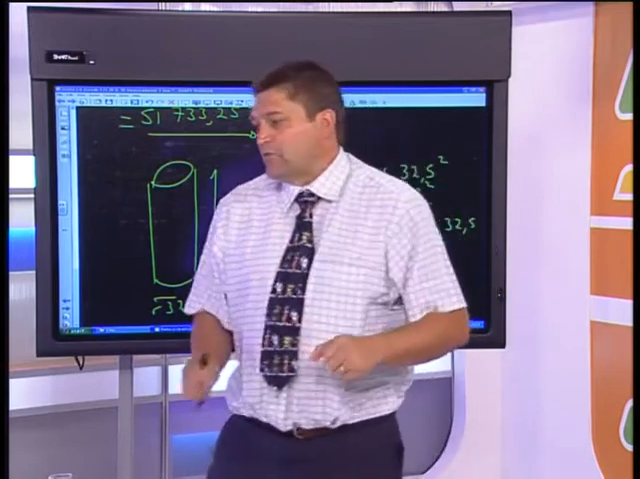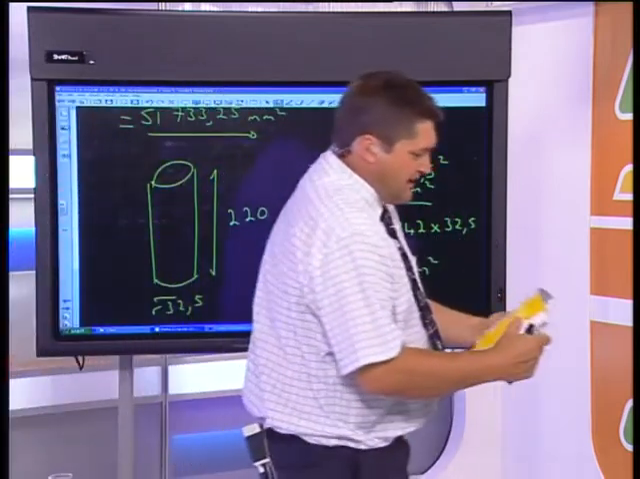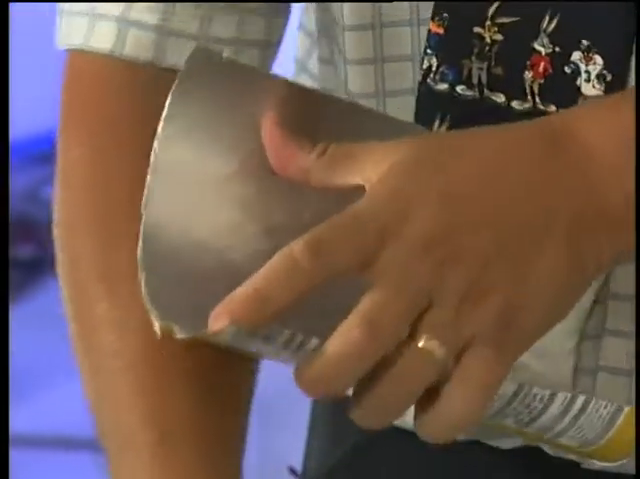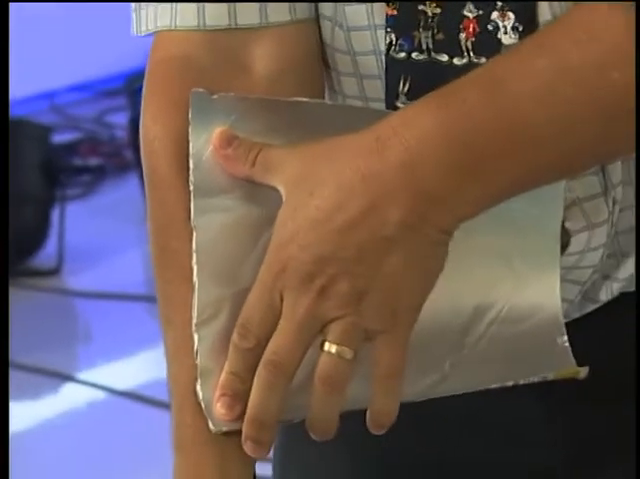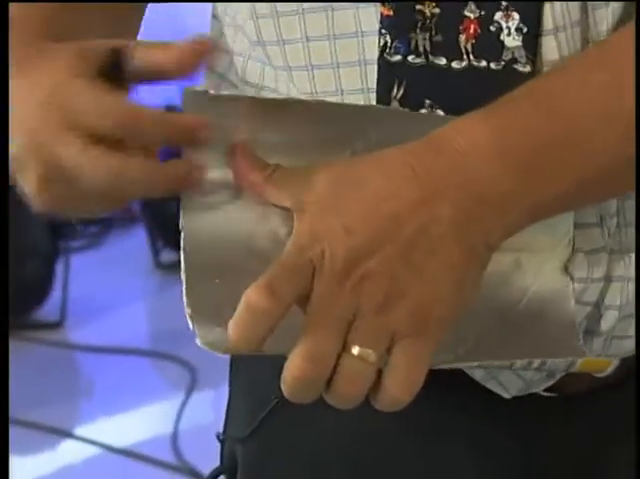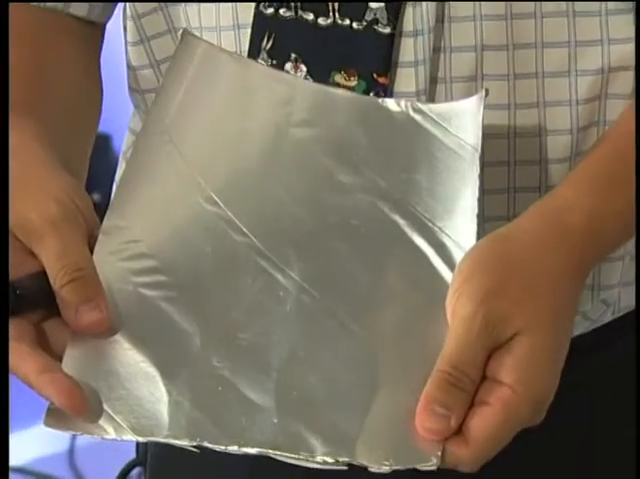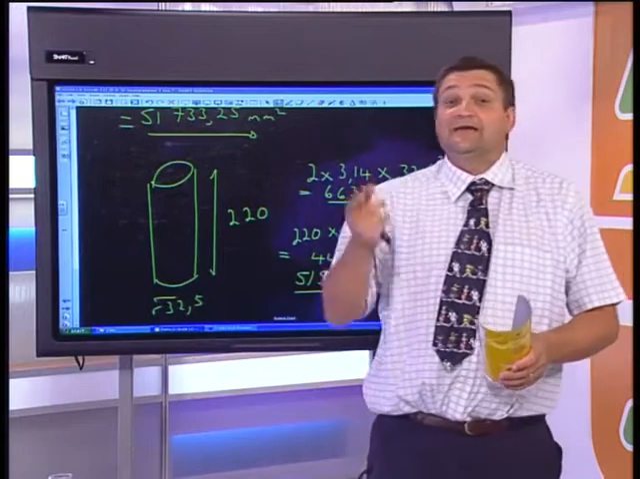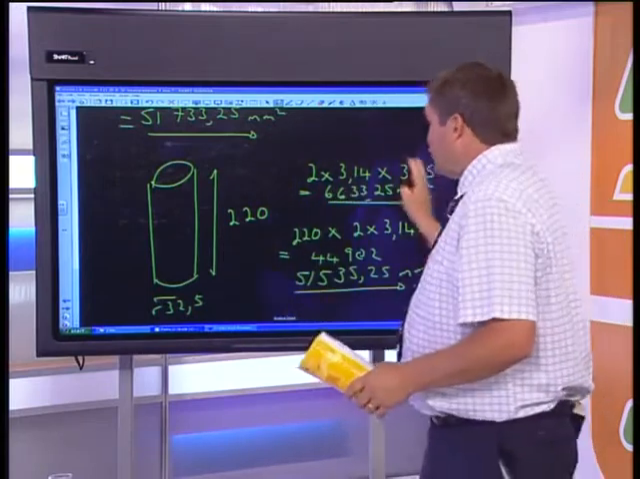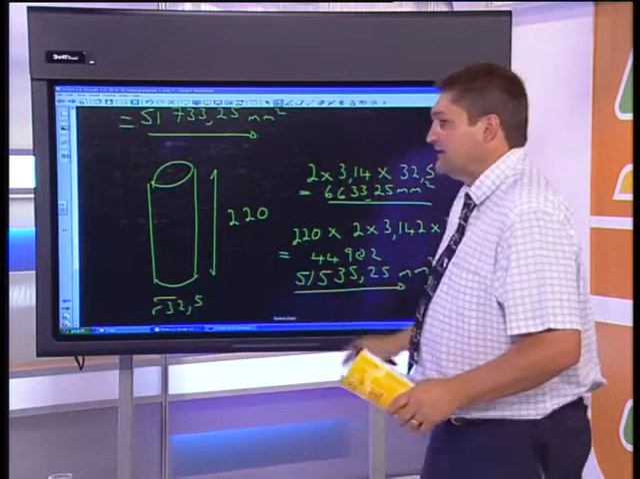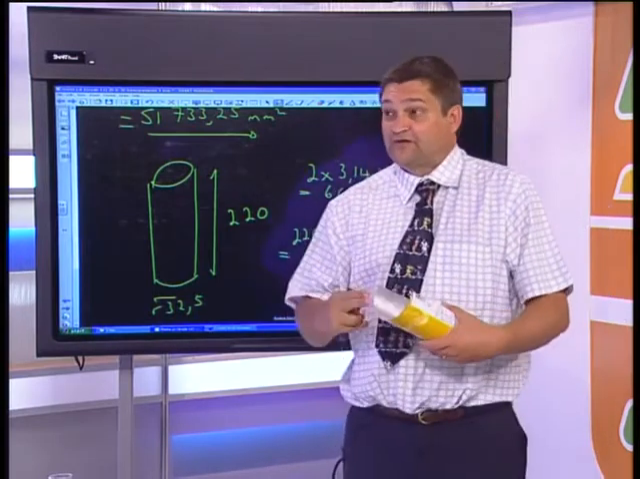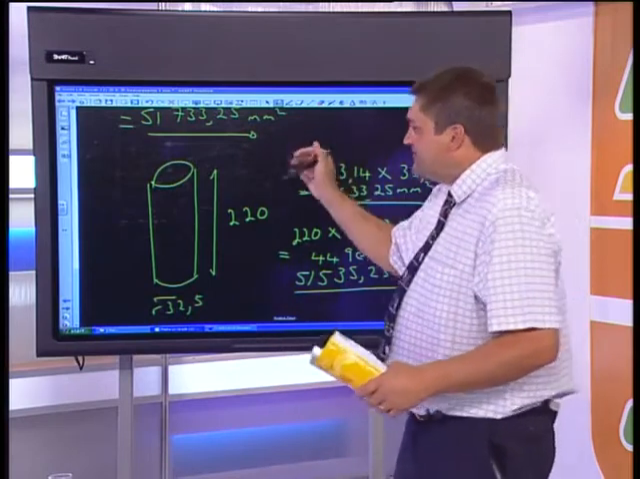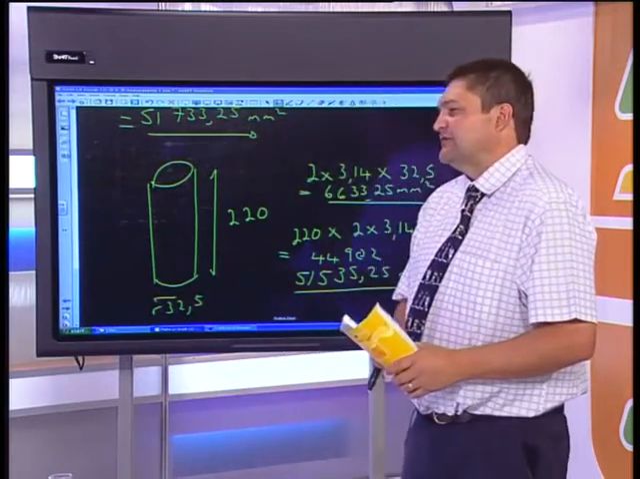And do you remember why? Do you remember the way I cut this? My giddy aunt, I can't cut very well at all. If you look at it, it's not straight at all. So when I did my measurements, I was measuring off something that was a little bit inaccurate. So I didn't expect this to be as accurate as my numerical calculation. Had I cut it perfectly straight, these two answers would have been absolutely perfect. And that's why I've got a little margin for error.